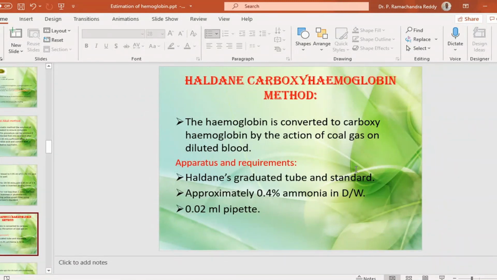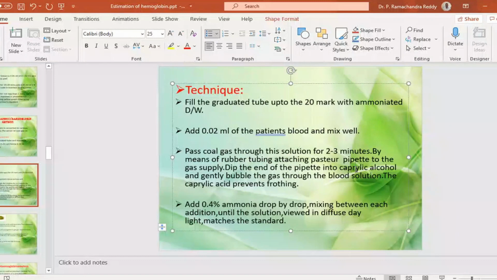Fill the graduated tube up to the 20 mark with ammoniated distilled water. Then add 0.02 ml of the patient's blood and mix well. Pass coal gas through this solution for 2 to 3 minutes by means of rubber tubing attached to the Pasteur pipette, so that we can have the gas supply. Dip the end of the pipette into the capillary and gently bubble the gas through the blood solution.